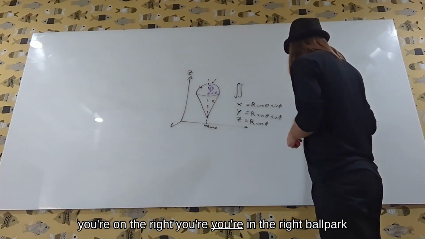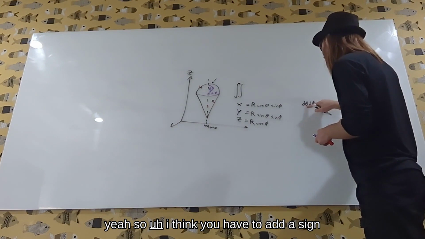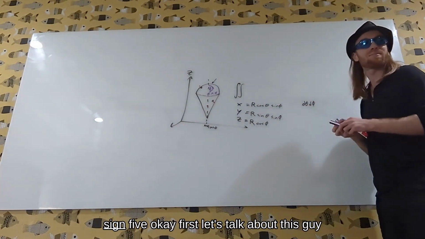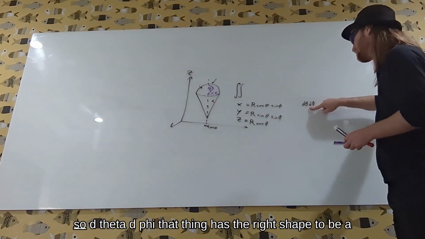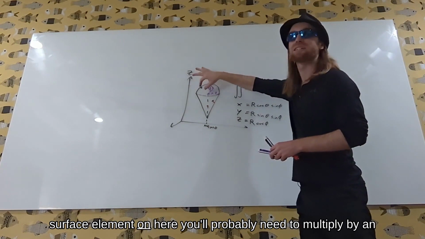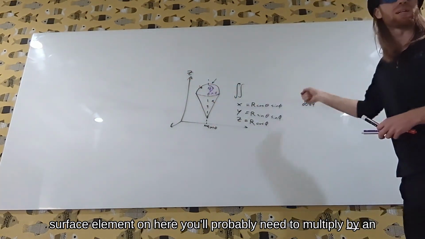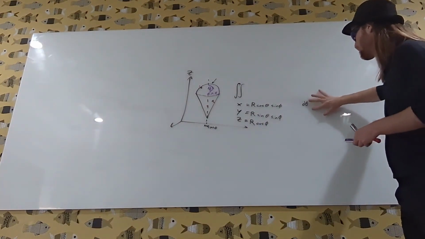You're in the right ballpark. I think there's a sine there. Let's say d theta d phi. So I think you'll have to add a sine phi, we'll get to that. First, let's talk about this guy. So d theta d phi has the right shape to be a surface element on here. You'll probably need to multiply by an r and maybe a sine of something, but it has roughly the right shape.